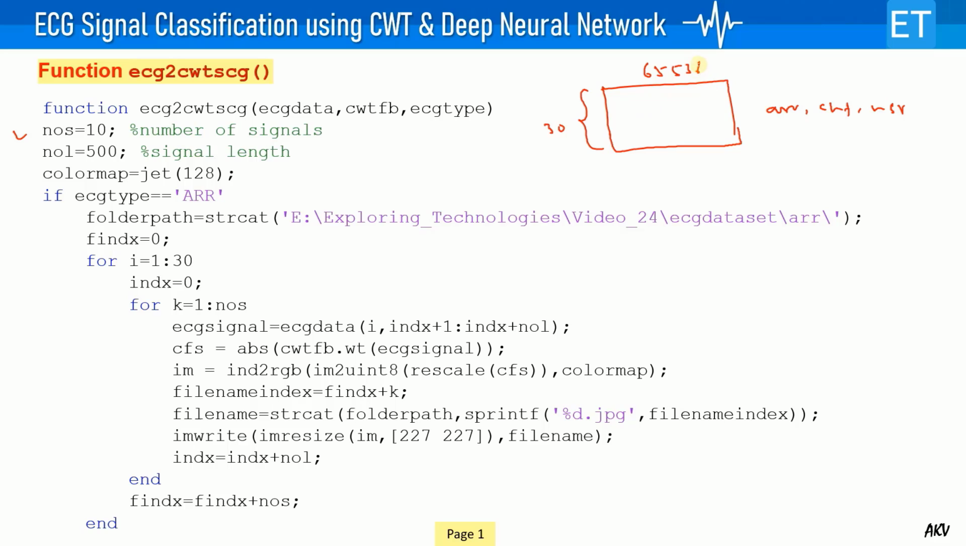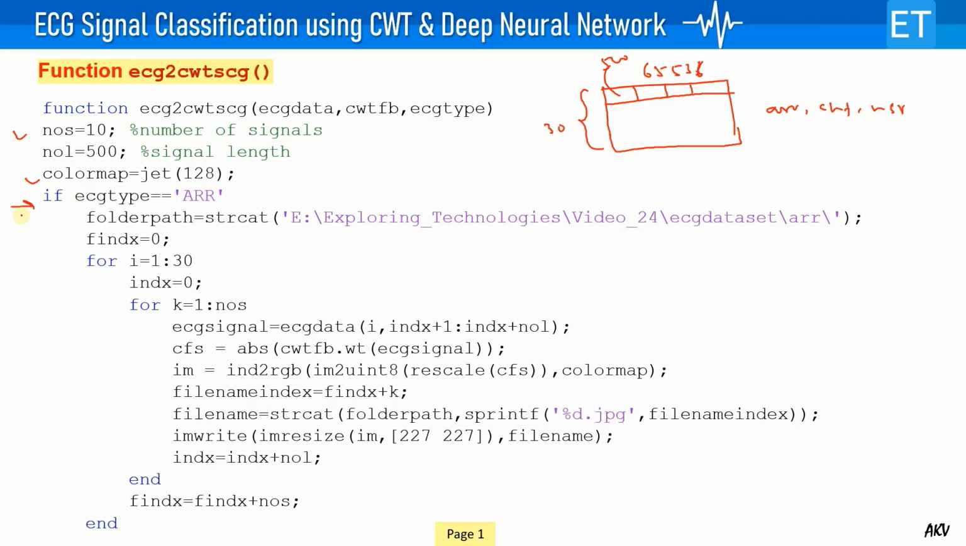65,536. So instead of taking this long signal at a time, what I have said is that we will break this signal into chunks of 500 samples, and we are taking only 10 such chunks from each row. So that's why the number of signals is 10 that will be created from each row, and the signal length is only 500 samples. The color map, we are using the jet of 128 colors.